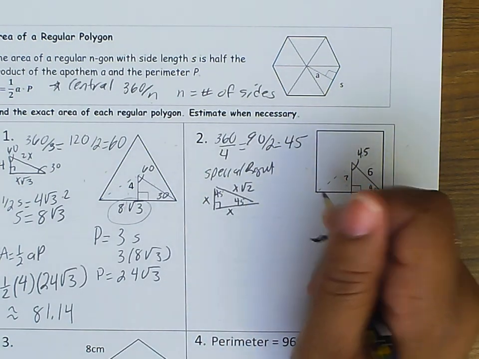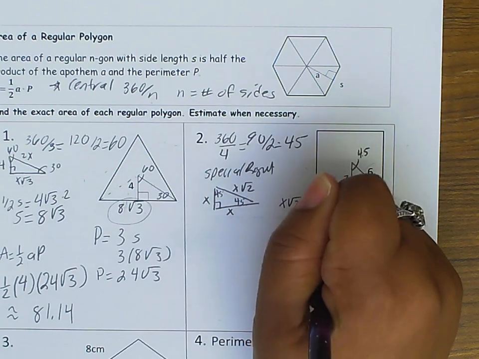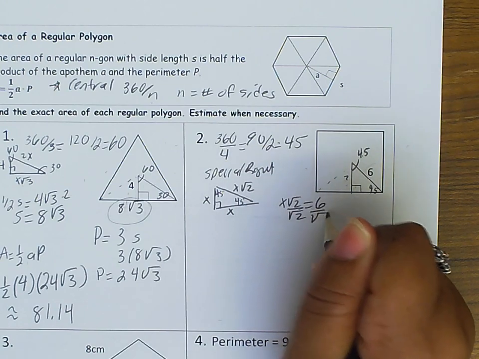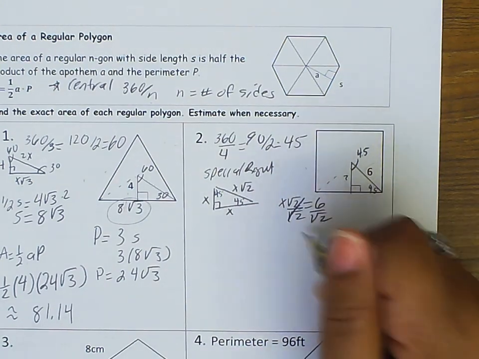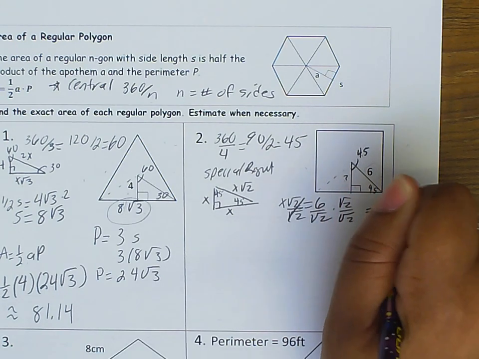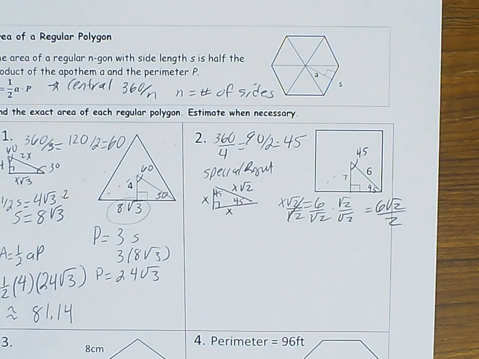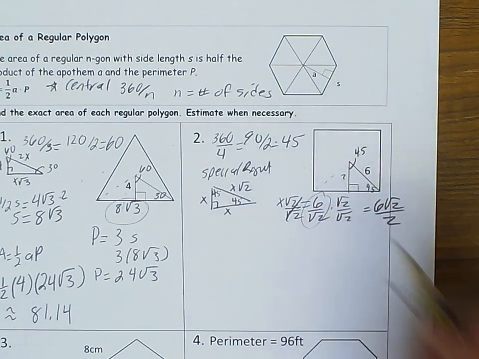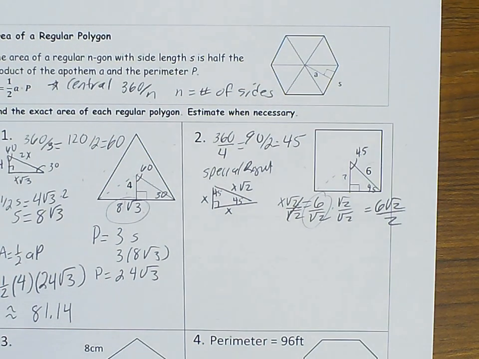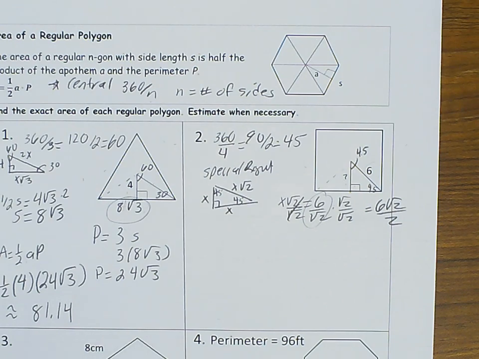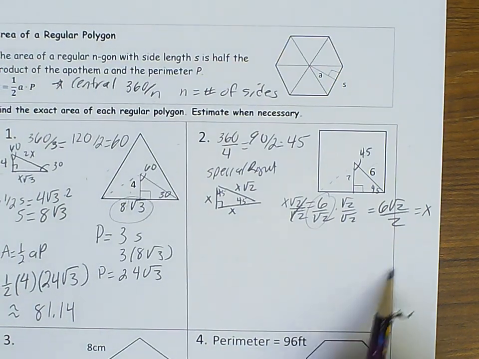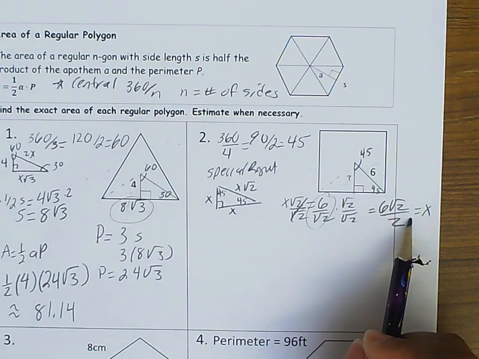So you remember how we did before? You can say x radical 2 equals 6. To get x by itself, you divide the radical 2 out on both sides. You can convert this to a decimal, or you can get rid of the radical 2 and have 6 radical 2 over 2. Either one is fine. Whichever you want, you can convert that to a decimal or simplify the radical. So that is going to be our x value. Well, x is the same thing as our apothem, so we're good to go on that.